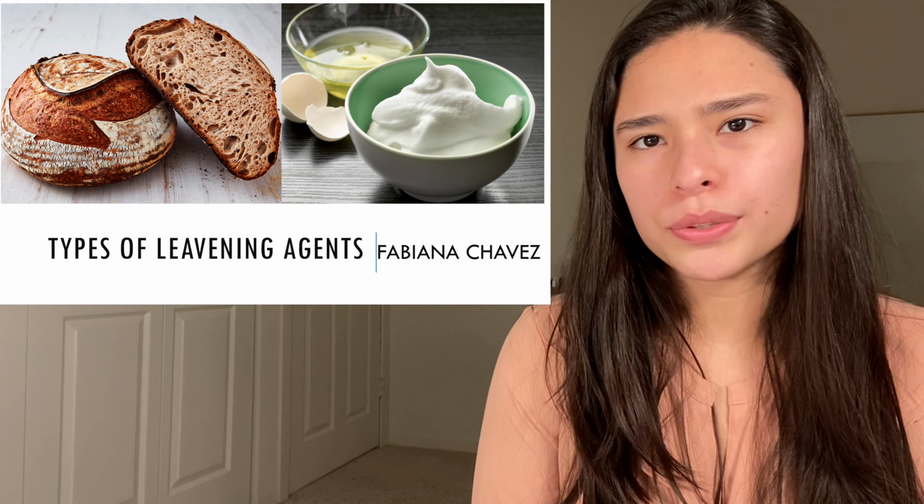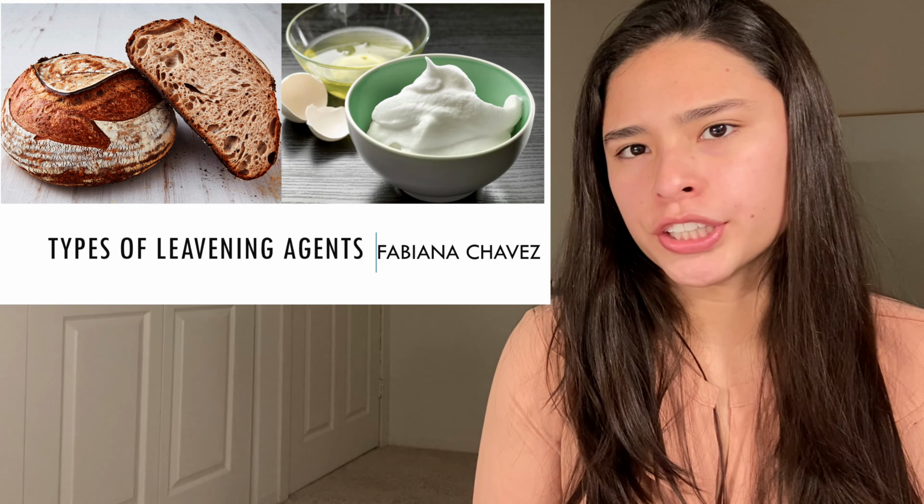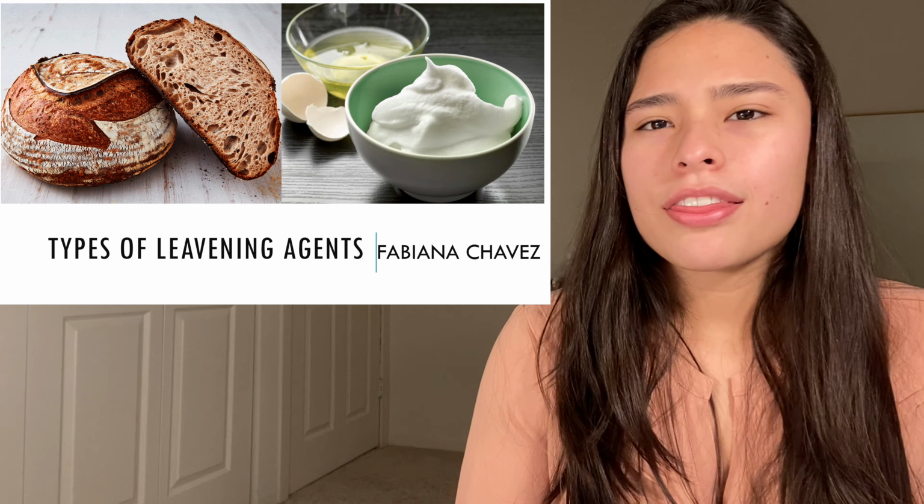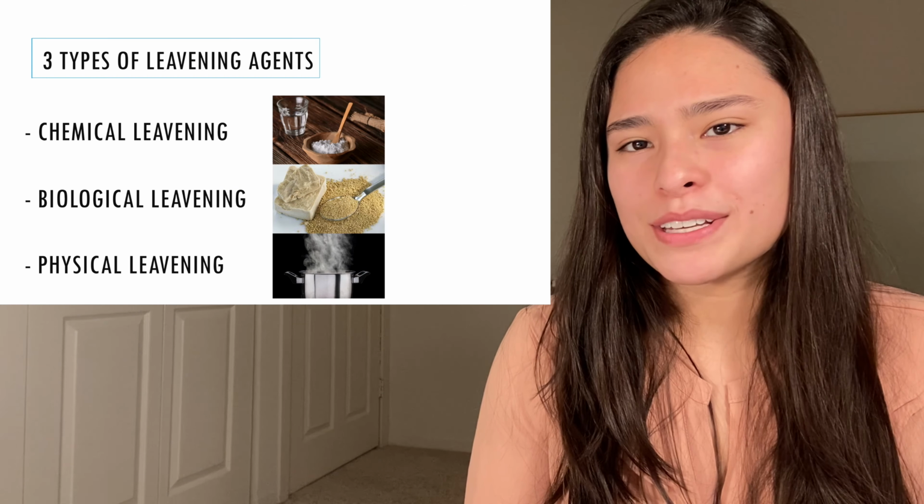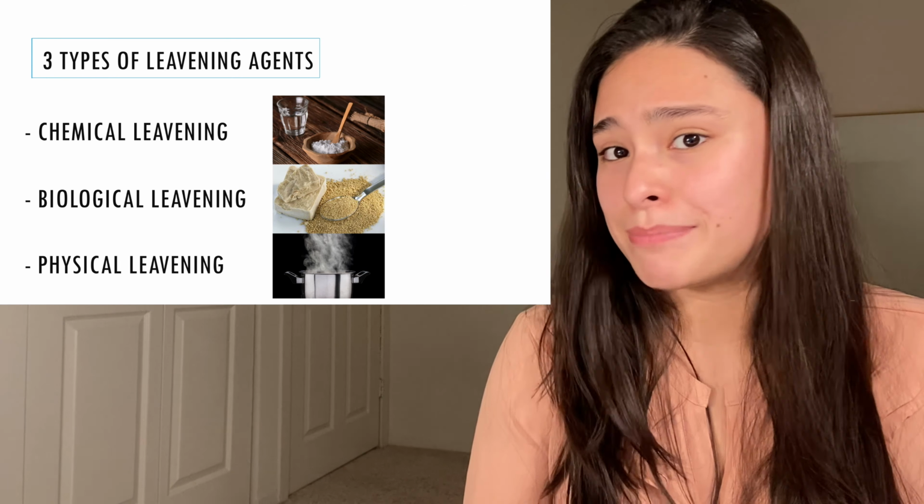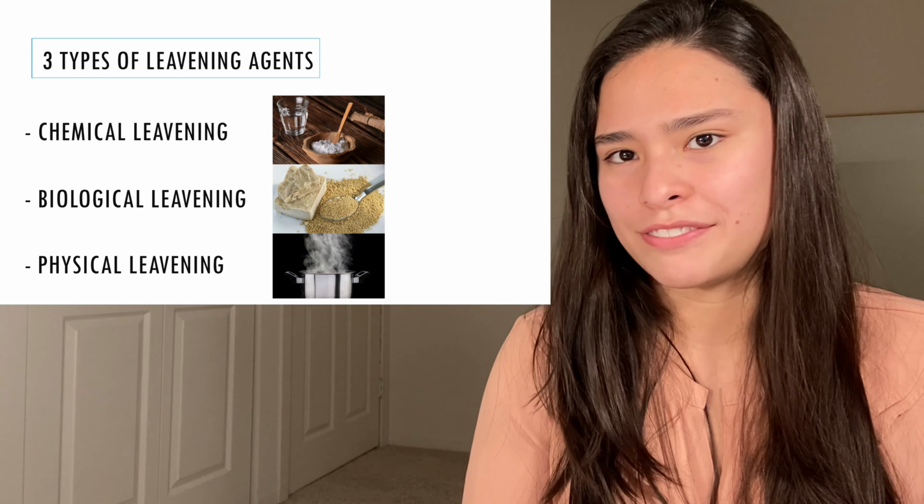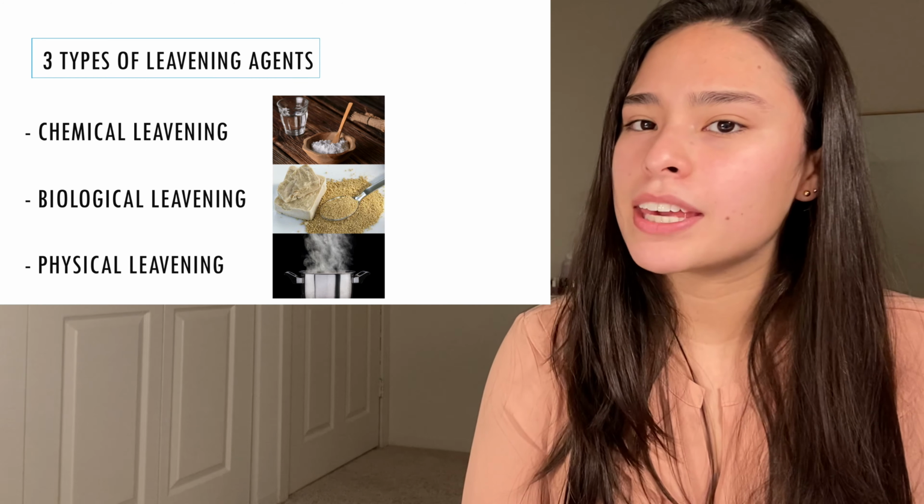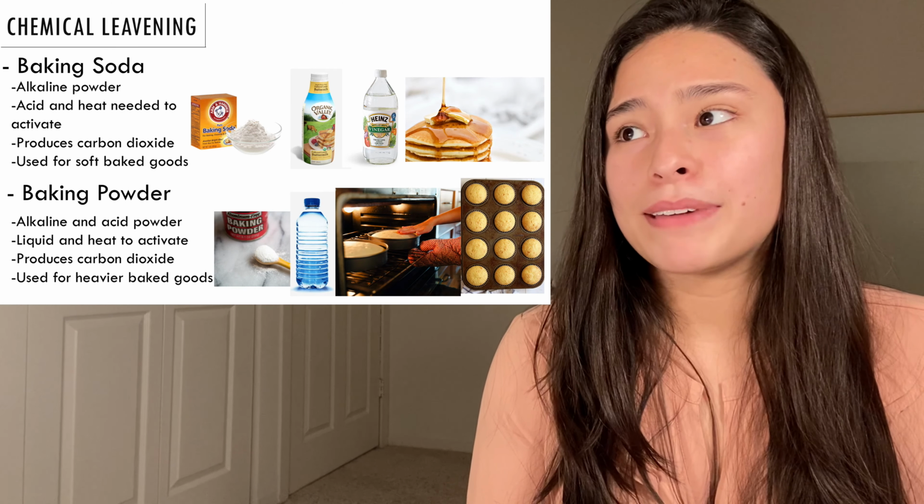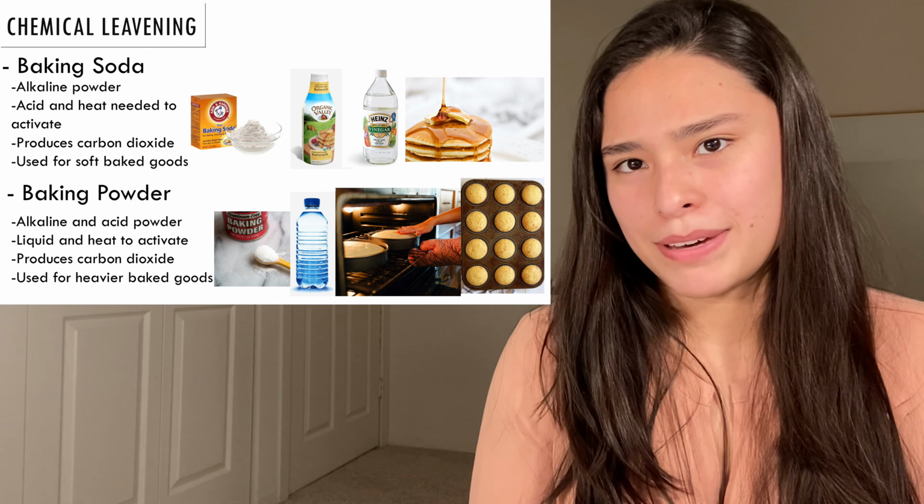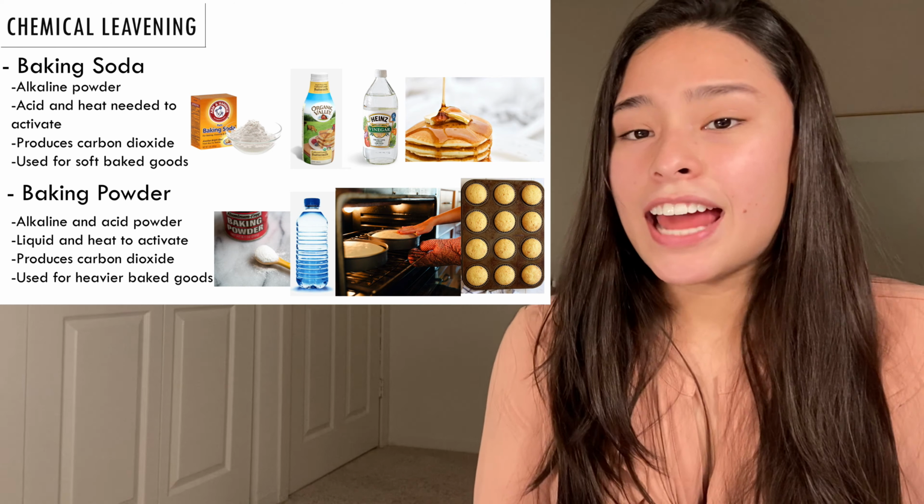Have you ever wondered what exactly makes a baked good grow? There are three different and main types of leavening agents that we have in baked goods. These would be chemical, biological, and physical leavening agents. First off, we have chemical leavening agents. We have baking soda and baking powder, which I bet most of you guys know and have heard of.